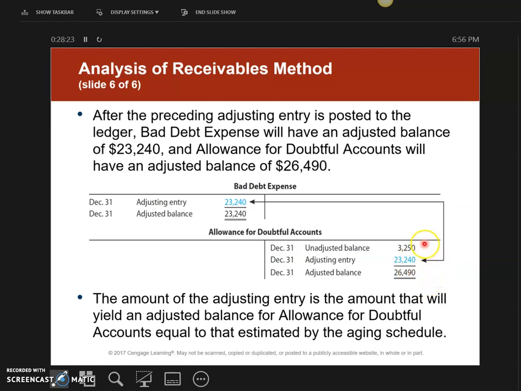You can understand that the key is, where is my unadjusted balance? If it's credit and I'm using this method, I will subtract that from the adjusted balance. What if I had a debit unadjusted balance? Then I would add it to the $26,490 to come up with the adjusting entry. That's where the confusing part comes in. Based upon where my balance is, is it here or is it on the debit side? That's the hardest part of this chapter.